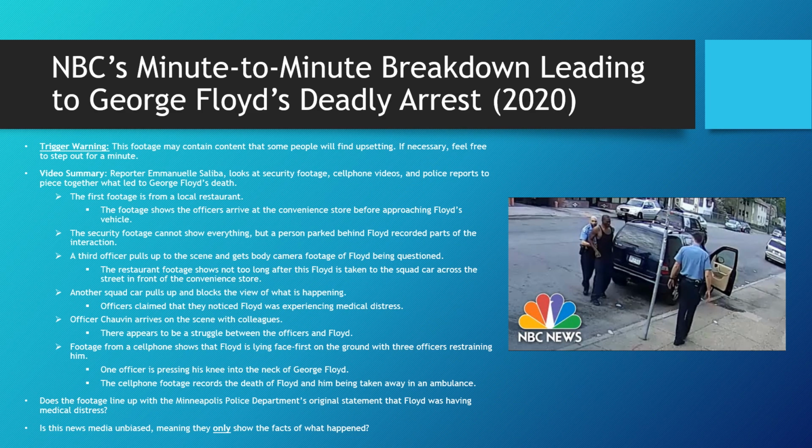Moving forward, the video starts off with reporter Emmanuel Saliba, who looks at security footage, cell phone videos, and police reports to piece together what led to George Floyd's death. The first footage is from a local restaurant, and the footage shows that officers arrive at the convenience store before approaching Floyd's vehicle. We can see in the footage that Floyd's vehicle is a blue Mercedes and he was on the driver's side. And to recap here, remember that the officers were responding to a call about a counterfeit $20 bill.